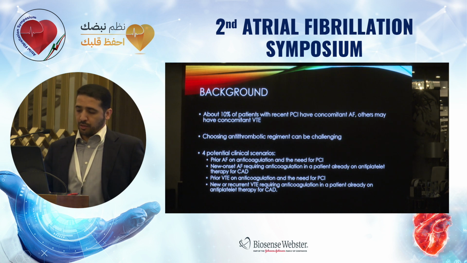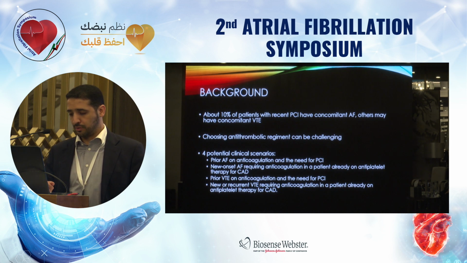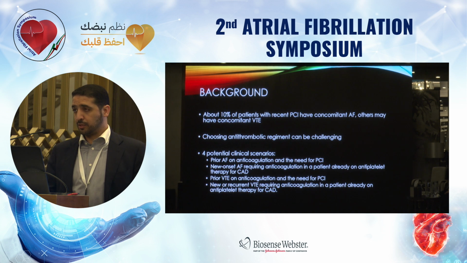The background of this talk is that about 10% of patients who have PCI will have concomitant atrial fibrillation or a concomitant venous thromboembolic event like PE or DVT. Choosing an antithrombotic regimen in these patients is very challenging, and most of the time you have to think about it in patient-specific terms. There is no one-size-fits-all. And there are 4 potential scenarios.